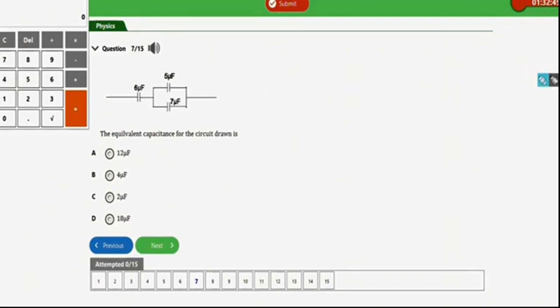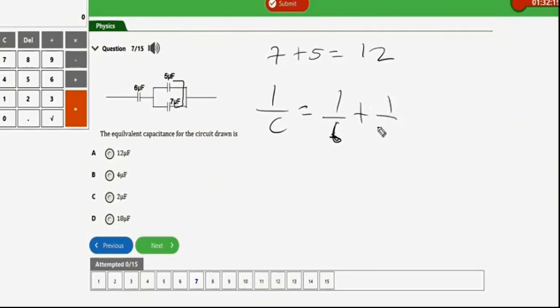So we have these two capacitors connected in parallel, so convert them to a single equivalent: 7 plus 5, which gives 12 microfarad. So the equivalent capacitance now will be 1 over C equals 1 over 6 plus, this is 6 guys, plus 1 over 12. So the LCM is 12. This will give us 2 plus 1 equals 3 over 12.